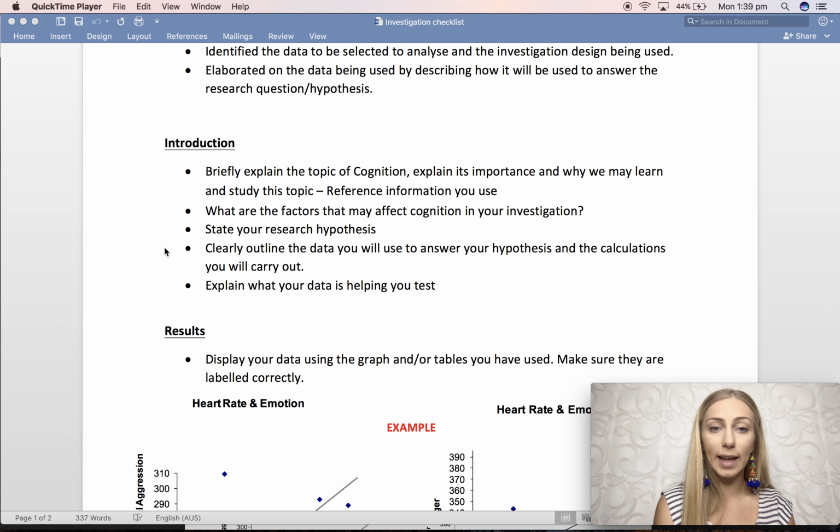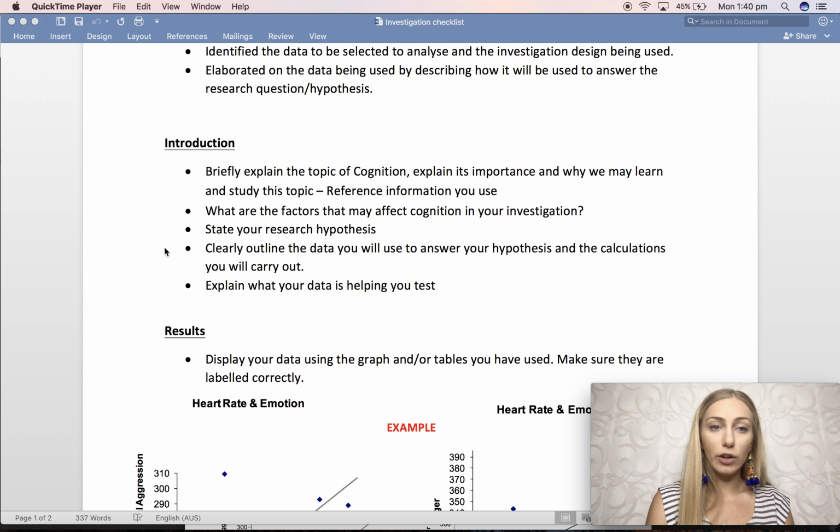So here you're extending that data, the information on your data. You'll be explaining things like, will you be using your mean, your median, how will you be calculating that data, how will you be analysing it. Also, you might want to state your graph that you might be using, just things like that. You're outlining the data and explaining it a bit further. And then the last little bit is just explaining what your data is helping you to test. So how is that data helping you to answer your question and helping you test that specific hypothesis that you've chosen?